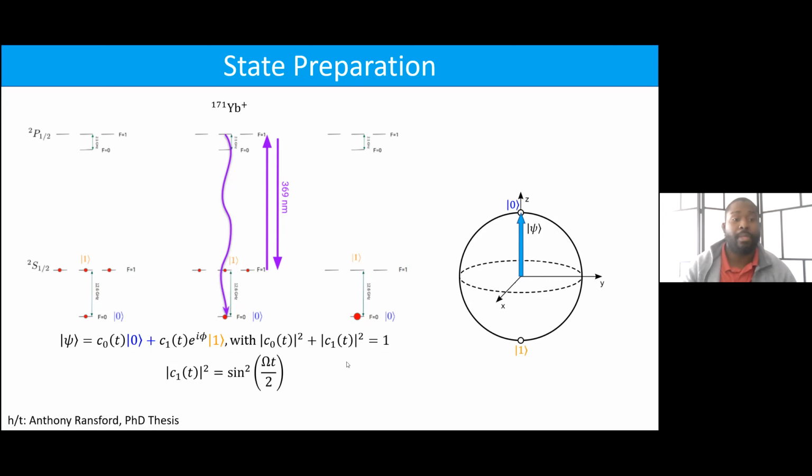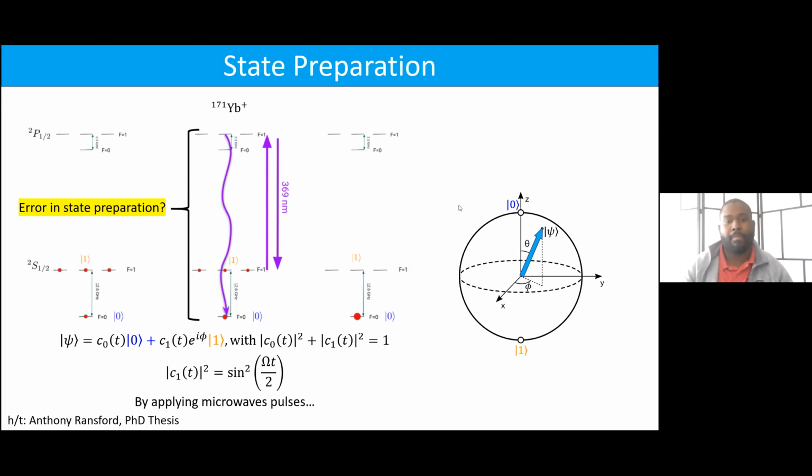Now, we know that the general state is described by a superposition of the ground and excited states, the 0 and 1, that have some time-dependent coefficients, and they're normalized in this way. And so if I put this into the Schrodinger equation, I find that the amplitude, say C1, has a sine square dependence on time. And so depending on how I apply microwave pulses, I can create some general state psi. Okay, but there is a potential error here in state preparation.